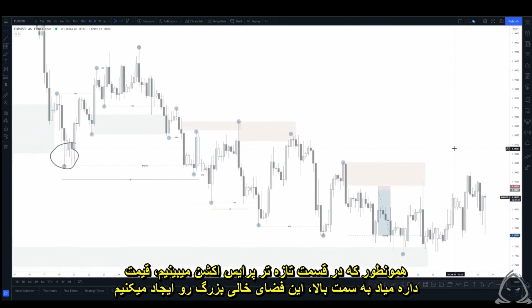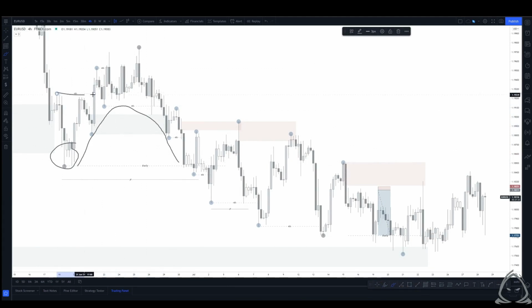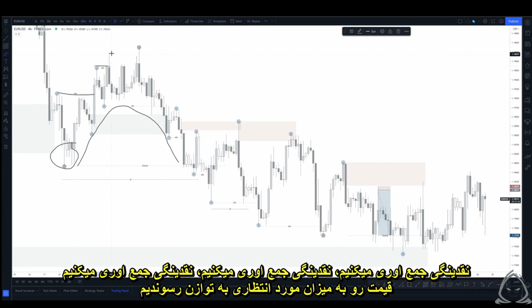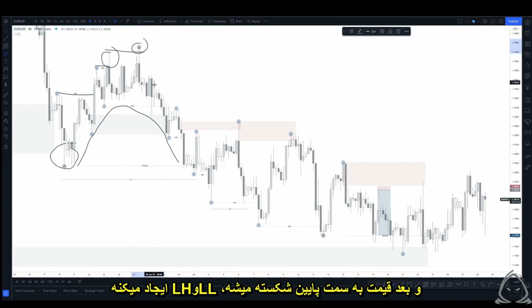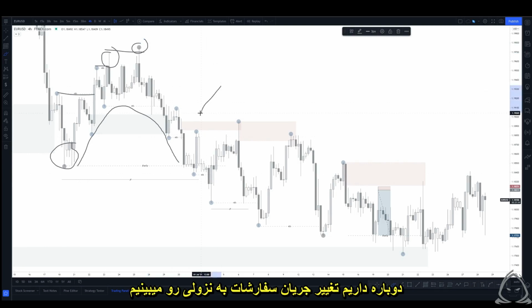As we can see in a more recent bit of price action, price is coming to the upside. We're creating this large void in price. We're taking liquidity, taking liquidity, taking liquidity. We've rebalanced price to a certain expectation, and then price starts to break down to the downside, creating lower lows and lower highs. We're starting to see the shift of order flow back to bearish again.